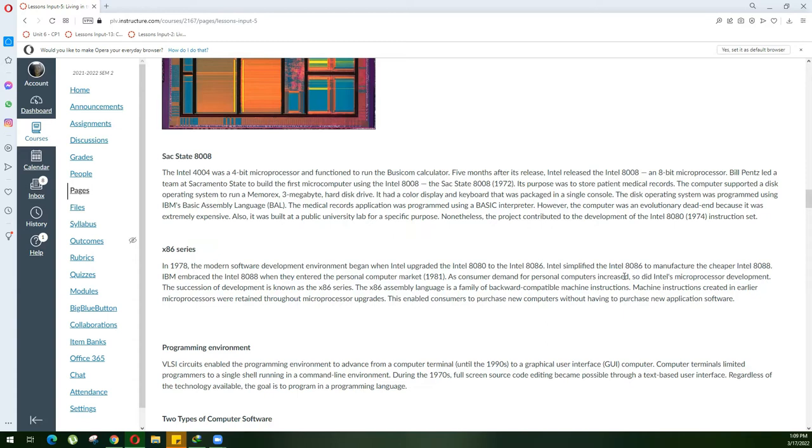The x86 series. In 1978, the modern software development environment began when Intel upgraded the Intel 8080 to the Intel 8086. Intel simplified the 8086 to manufacture the cheaper Intel 8088. IBM embraced the Intel 8088 when they entered the PC market in 1981. As consumer demand for PCs increased, so did Intel's microprocessor development. The succession of development is known as the x86 series. The x86 assembly language is a family of backward-compatible machine instructions created in earlier microprocessors and retained throughout microprocessor upgrades. This enabled consumers to purchase new computers without having to purchase new application software.